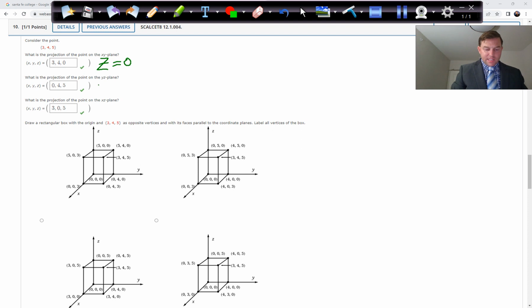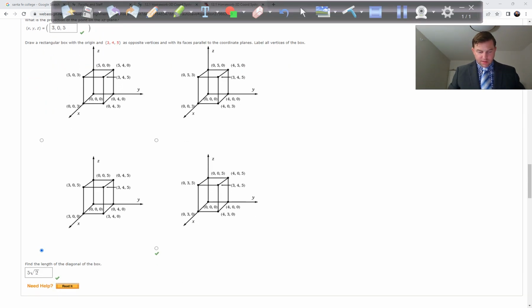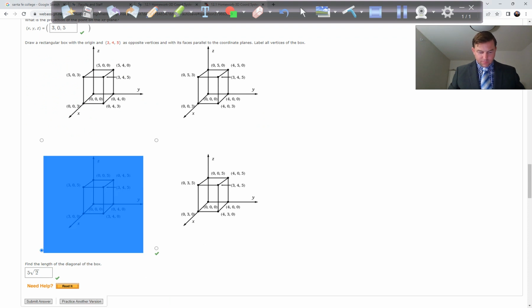To be on the yz plane, notice there's no x in that, so x must be 0. So you replace this point with 0 in the x, and the other two numbers are the same, 4 and 5. For the xz plane, notice there's no y written in that, so y must be 0. And so you replace the y coordinate with 0, and you have 3, 0, 5. And then the proper box shown would be this one right here.